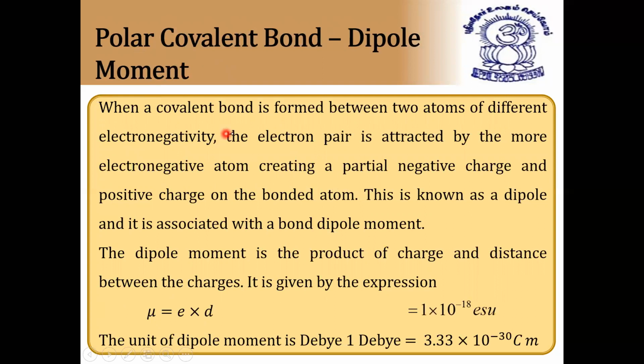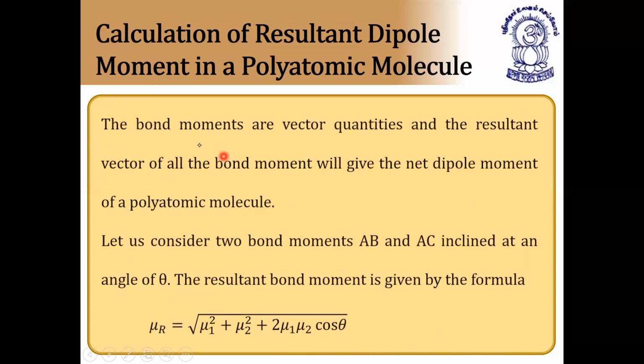Now, what is a polar covalent bond? Dipole moment we already discussed. Mu is equal to e into d, and 1 Debye is equal to 1 into 10 to the power of minus 18 in CGS units. In SI units, it is 3.33 into 10 to the power of minus 30 coulomb meter. The dipole moment is the product of charge and the distance. Bond moments are vector quantities, and the resultant vector of all the bond moments gives the net dipole moment of polyatomic molecules. So in polyatomic molecules, the dipole moment can be zero.